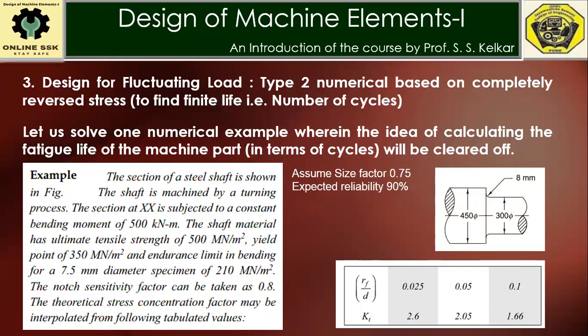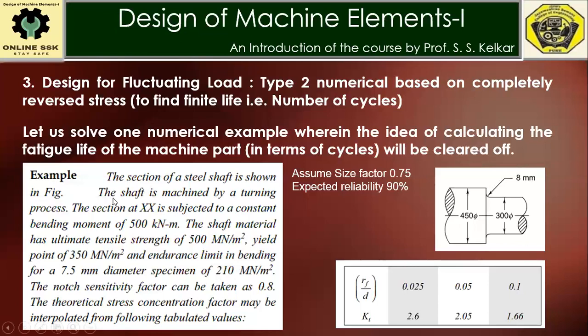Multiplying Se dash by Ka, Kb, Kc, Kd, we shall be in a position to calculate Se, the endurance limit for the shaft itself. But the endurance limit for the material of the shaft, Se dash, is directly specified as 210. Up till now, whenever we have solved examples, we have always assumed Se dash as equal to 0.5 times Sut. But here, in the given data itself, they have specified the value of Se dash.